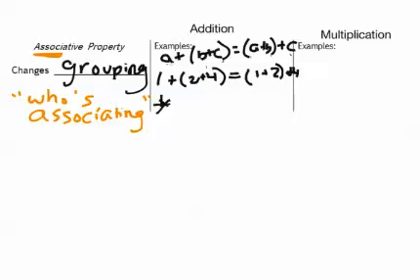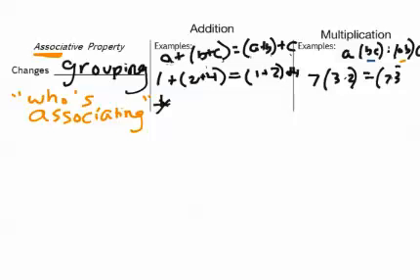Okay, the multiplication example is pretty much the same thing. A times parentheses B times C equals parentheses A times B times C. So it goes in ABC order on both sides of the equal sign, but first B and C are grouped and second A and B are grouped. Okay, another example. 7 times 3 times 2 equals 7 times 3 times 2. And then again, think of one example on your own to place underneath.